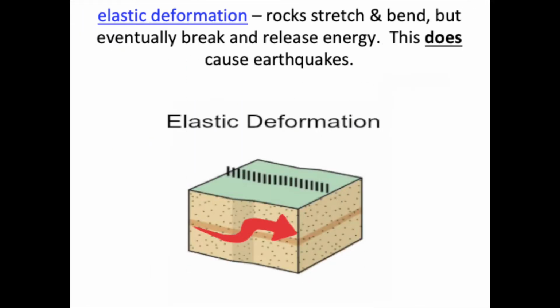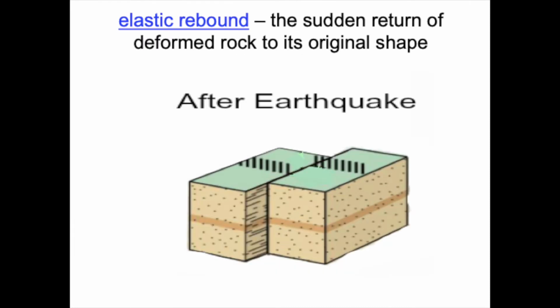So let's take a look at a graphic here for elastic deformation. We have a green field, we have a little picket fence running through the field, and the red arrow is representing elastic deformation. It's bending, it's bending, it's bending. Oh, it breaks! And of course, when it breaks, the fence goes out of alignment, and the sudden return of the deformed rock to its original shape gives you the earthquake.